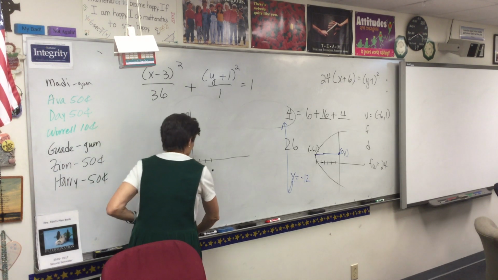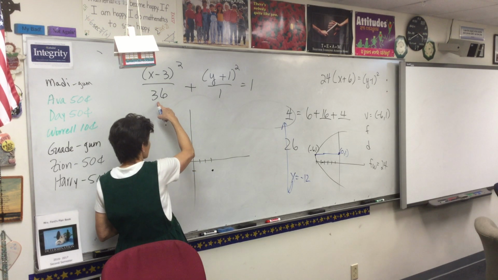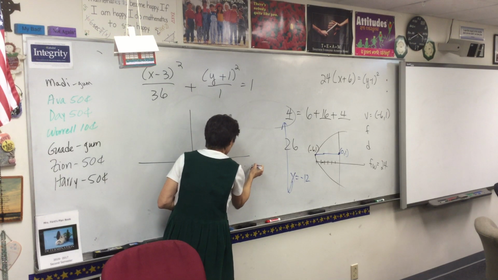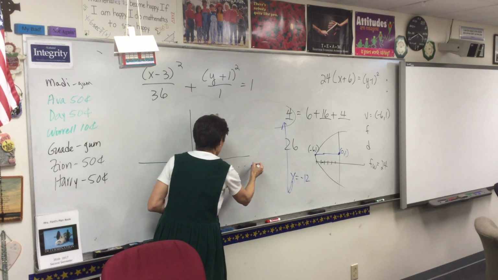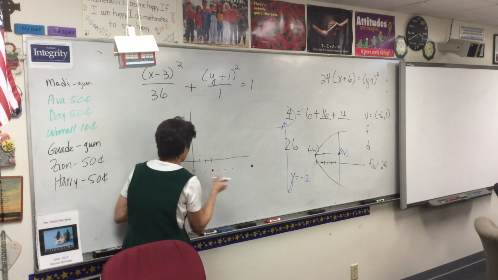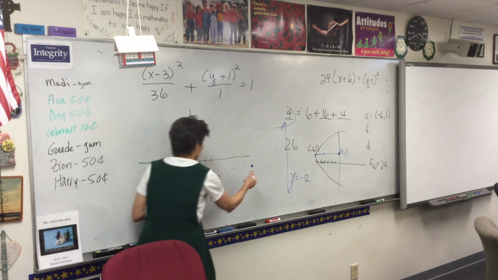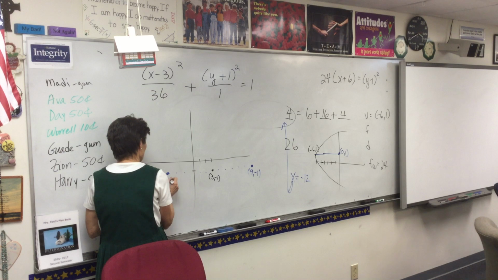In the vertex blank, you got to figure out what your vertices are. So what's this guy tell you to do? 6. 1, 2, 3, 4, 5, 6. So those points, let me label this. This is 3, -1. So if I go forward 6, I'll be at 9, -1, and -3, -1.